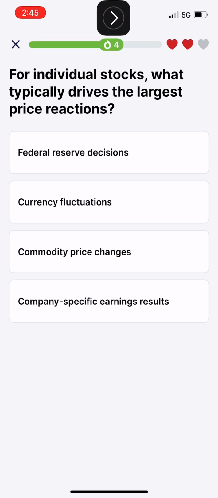Four. For individual stocks, what typically drives the largest price reactions? Federal Reserve decisions, currency fluctuations, commodity price changes, company-specific earnings results.